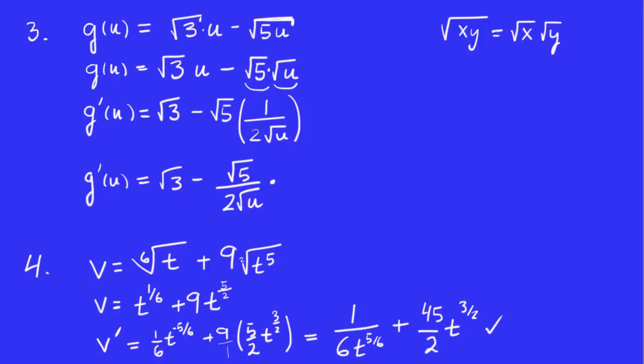Let's go to a new sheet. Question 5. Question 5 is going to be this. L equals cube root x plus 1 over root x, all squared.